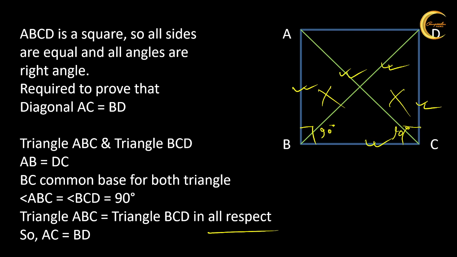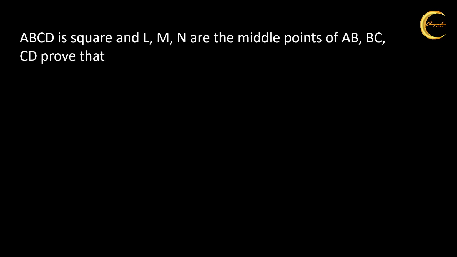Now we can find an easy solution for the next problem. This problem says ABCD is again a square, and L, M and N are the midpoints of AB, BC and CD.